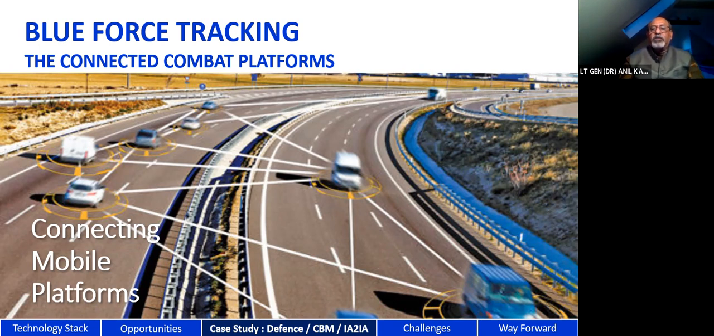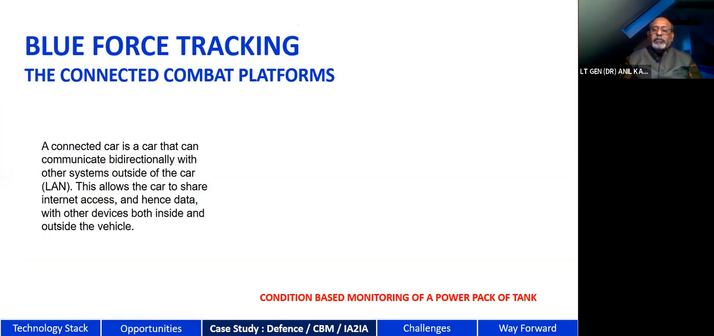at the next exit, please move out and get your fuel topped up because you're going to have a fuel situation. Or it could be an oil situation in the engine. Your engine could seize because of the oil having outlived its utility. Or it could be a lubrication issue. Or it could be a mechanical condition issue of some of your bearings failing or any other thing. So when we look at this scenario, I'm now coming out of blue force tracking and getting into condition-based monitoring. It could be a tank, it could be a car.